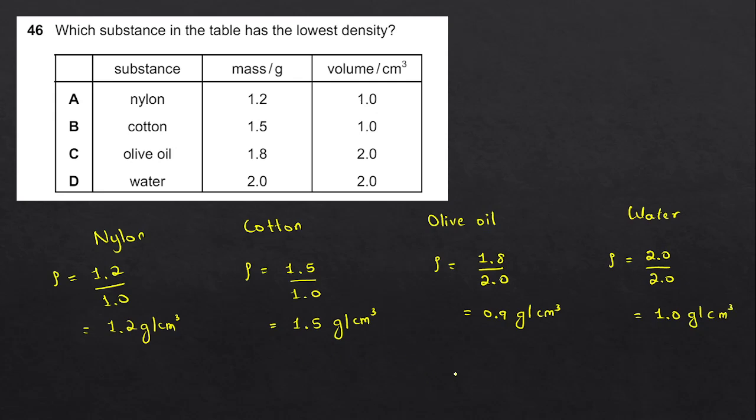Now out of these four we have to find the substance with the lowest density. So from here we can see that olive oil has the least density. So the correct answer is olive oil. So it is option C.